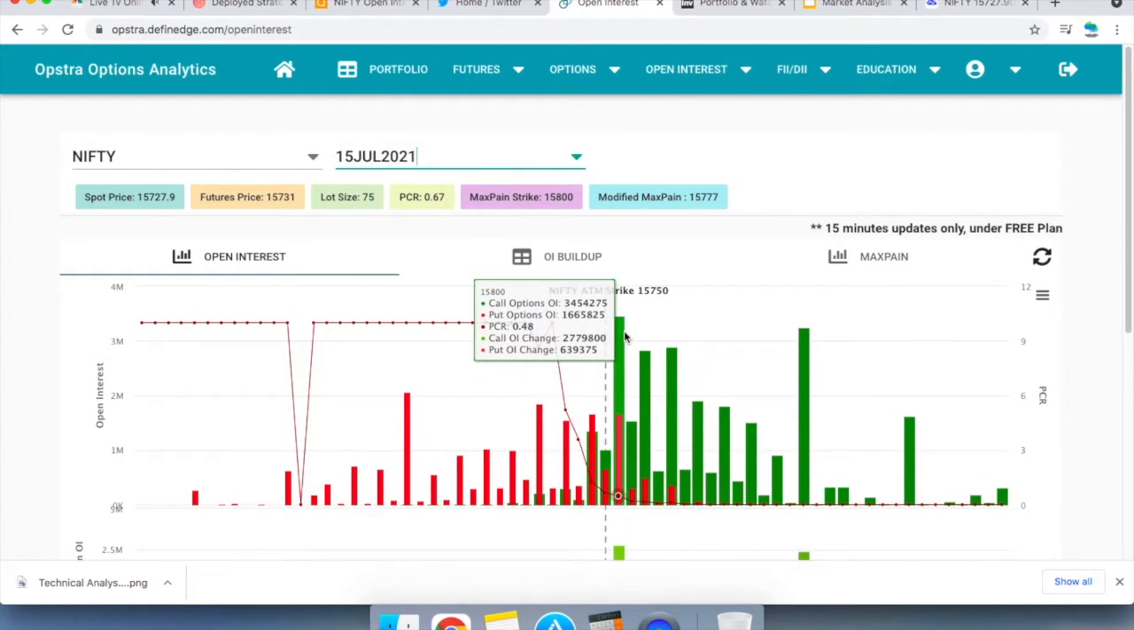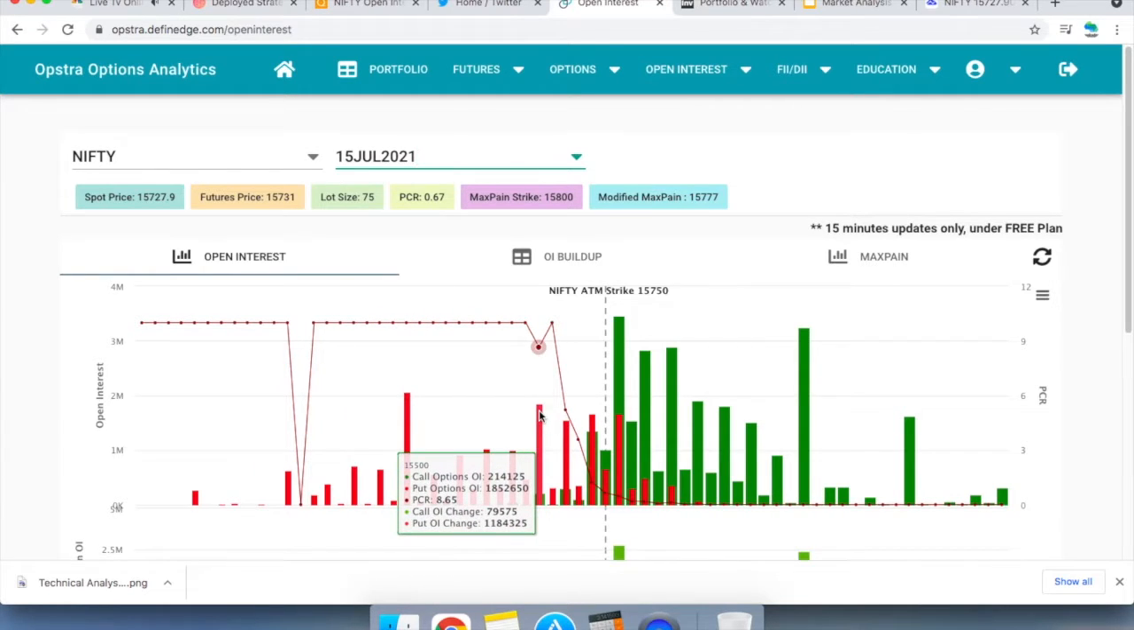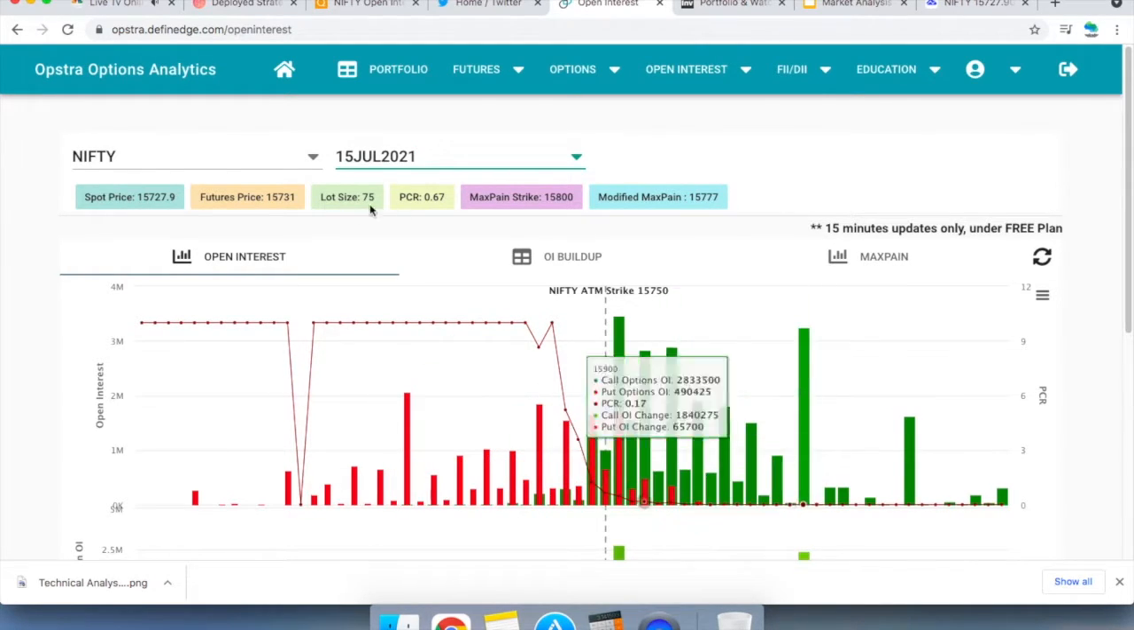As call writing is happening, 15,800 still seems to be a hurdle. Just below that you don't see much support. The highest call writing can be seen at 15,000, far away. Put writing can be seen, but the supports are very far away. Here the next support is 15,500, and not much writing is seen. Coming days we will see this chart become more relevant.